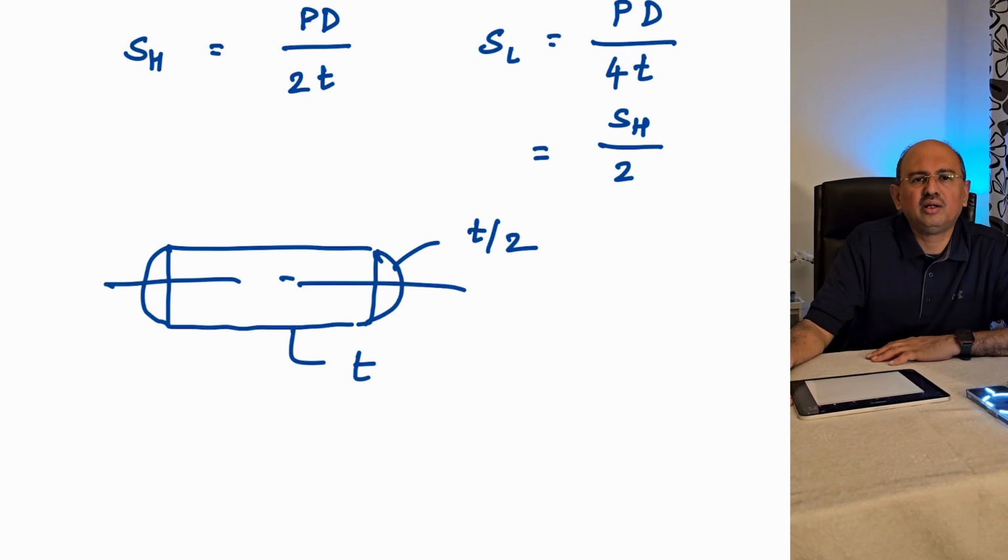Hope you understood the SH and SL, basically hoop stress and longitudinal stress, in the first two lectures.